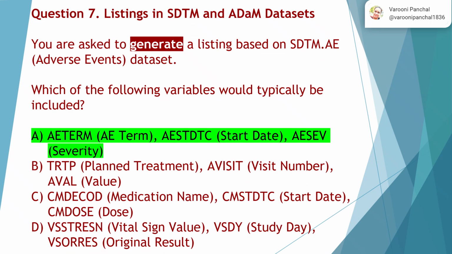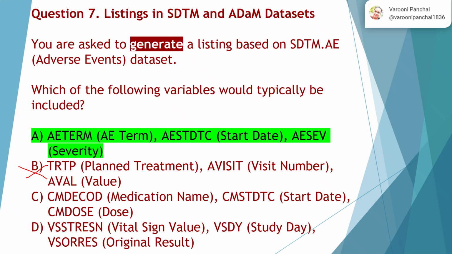Question 7. Listings in SDTM and ADaM datasets. You are asked to generate a listing based on the adverse event dataset. Which of the following variables would typically be included? Option B, plant treatment, visit number and value. This is not the right answer, because we do not know the adverse event description and we do not know the severity, right? Only the visit number and plant treatment and value is not going to give you any kind of information, right?